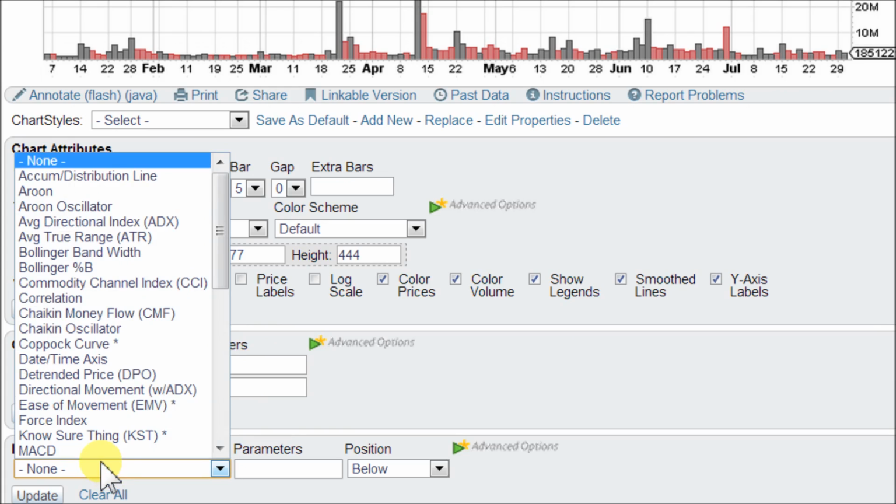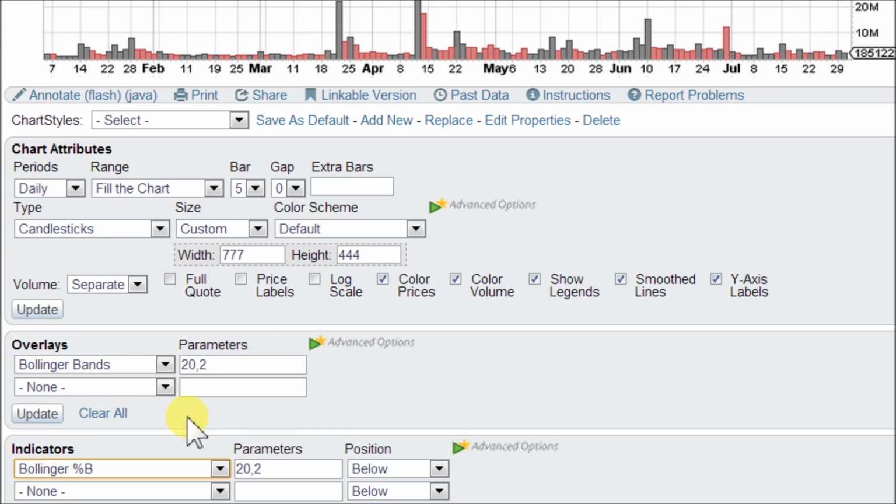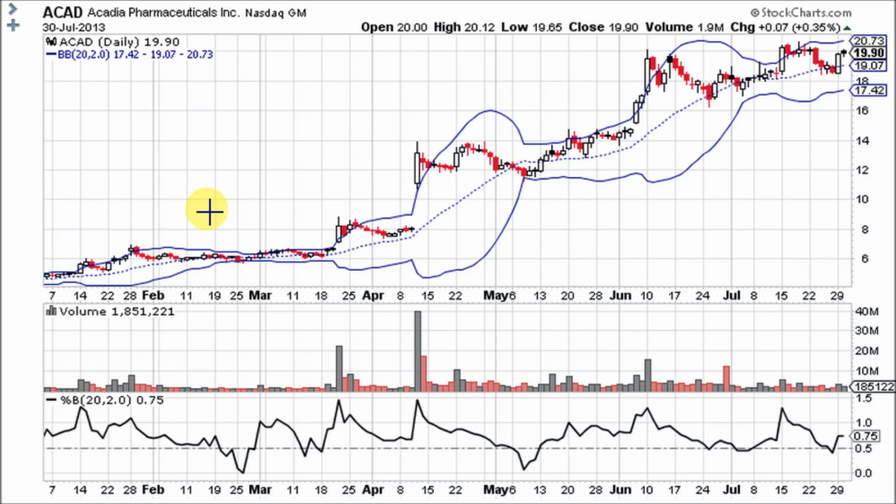Then in the indicators box, click that and go to Bollinger percent B. It's also set at the same parameters as the Bollinger Bands, which it should be. So if you modify this one, you should make this the same. Click Update. Okay, there are 6 basic relationship levels. Here is the percent B set at 20,2. The Bollinger Bands also set at 20,2.